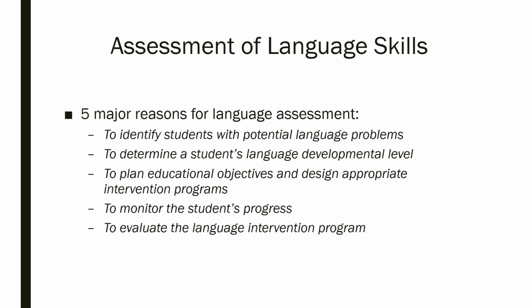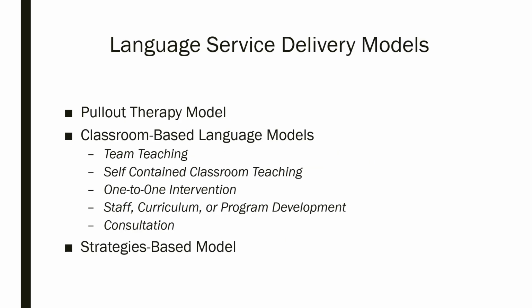There are 5 major reasons to assess for language skills: to identify potential language problems, to determine their developmental level, to plan your objectives and design appropriate interventions, just like you've been doing with the CBM, to monitor student progress, and to evaluate the language intervention program. There are a couple of ways to do this. You could pull them out for therapy. You can use classroom-based language models like team teaching, self-contained teaching, one-to-one intervention, program development and consultation, and then you can also use a strategies-based model.